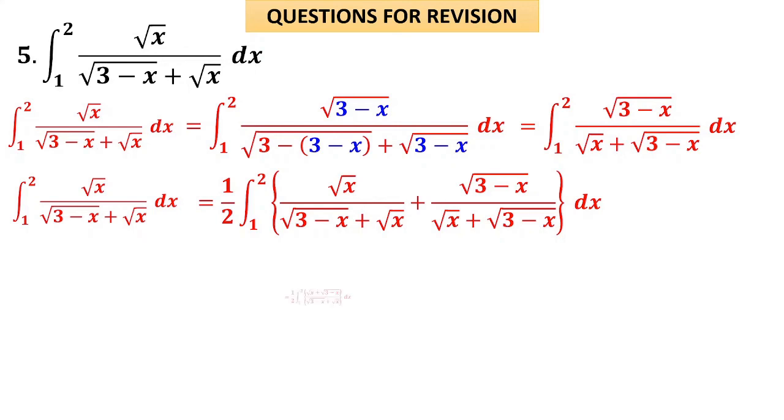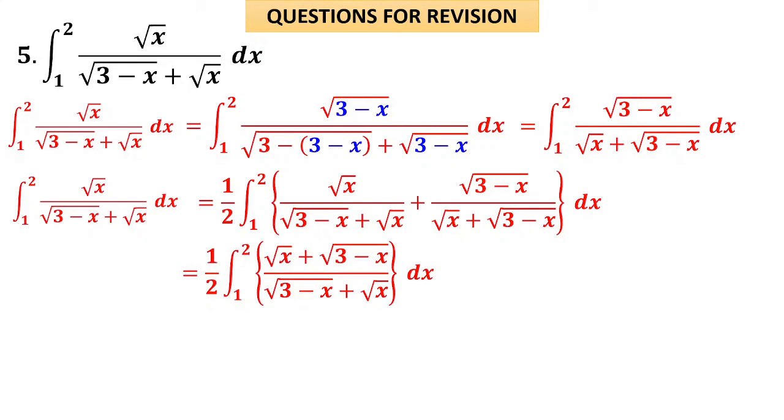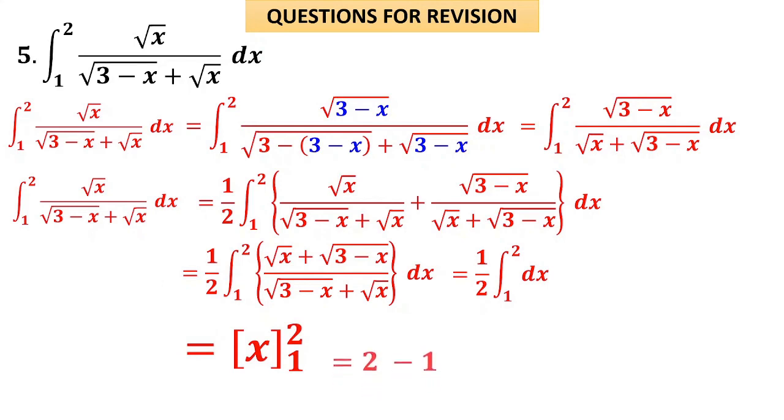The denominators are same, add the numerators. Therefore numerator and denominator will get cancelled. You will get only 1 by 2 from 1 to 2 of dx only. Therefore x is the integral value of this integral dx from 1 to 2. Therefore 2 minus 1, the answer is 1.